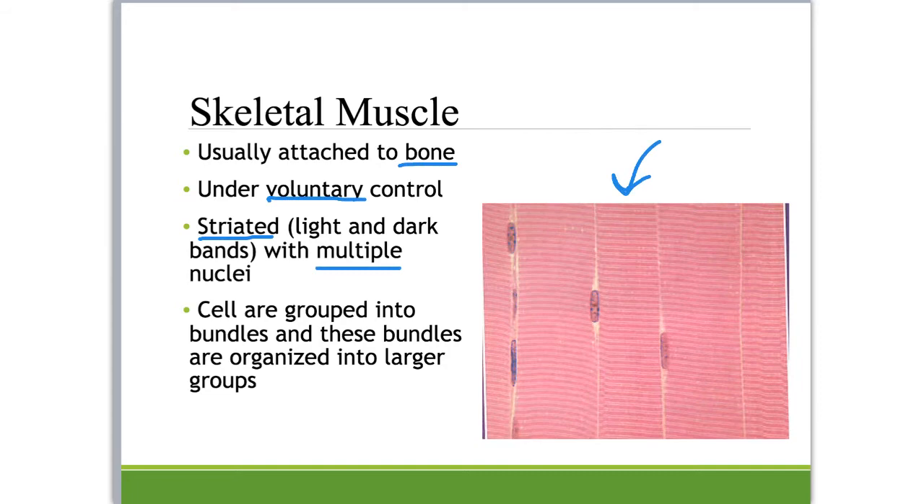Muscle cells are grouped together into bundles. These bundles are called fascicles, and we'll see a slide on that later. And then these bundles are grouped together into larger bundles until you get up to the size of the muscle.